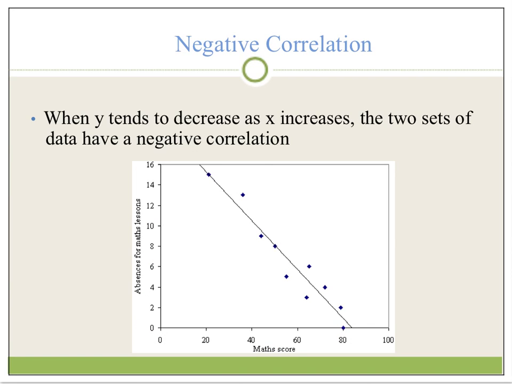In this example, we have a negative correlation. The slope of our trend line is negative. As x increases, the value of y decreases.